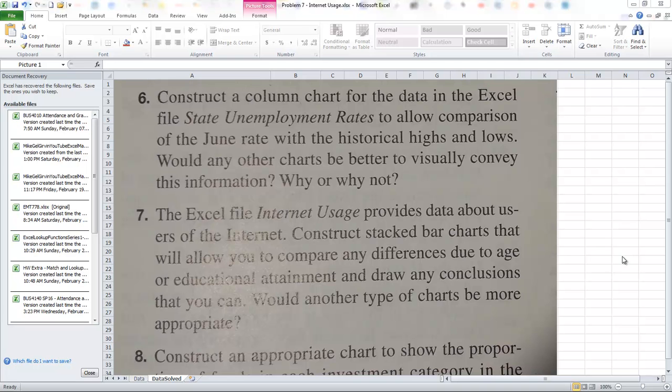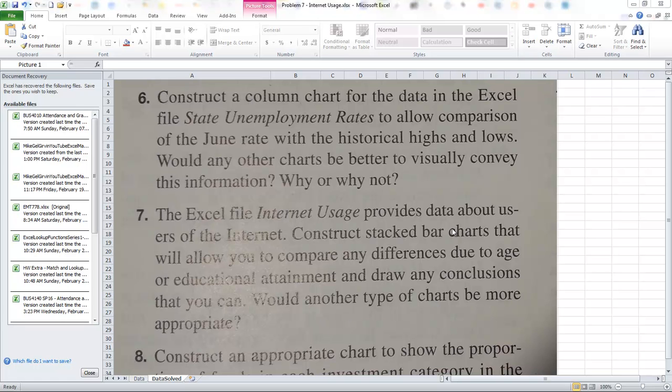This is a solution for Evans Chapter 3, Problem 7. The Excel file Internet usage provides data about users of the Internet. Construct stacked bar charts that will allow you to compare any difference due to age or educational attainment and draw any conclusions that you can. Would another type of chart be more appropriate?